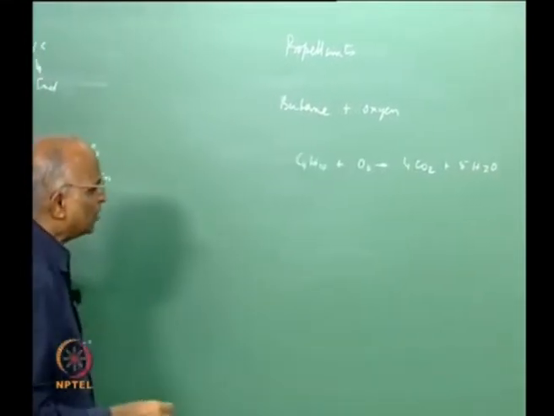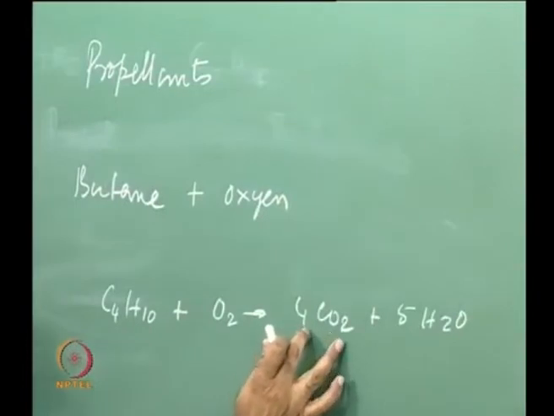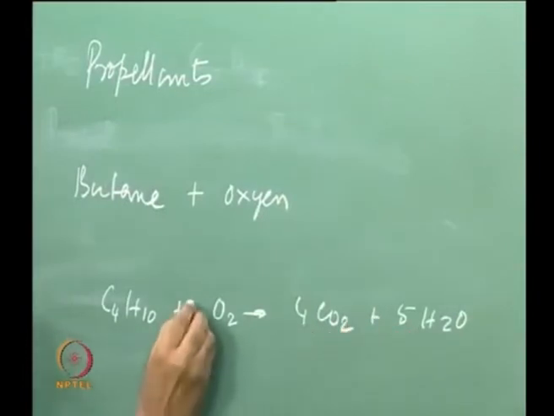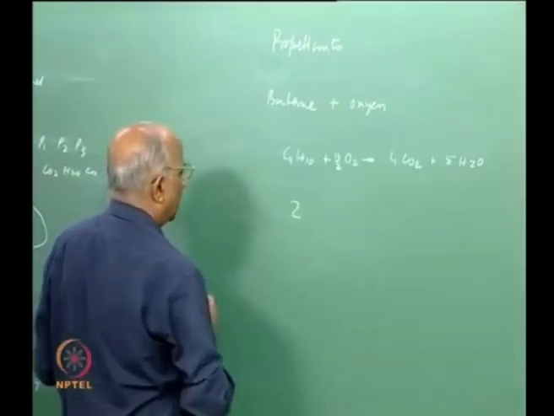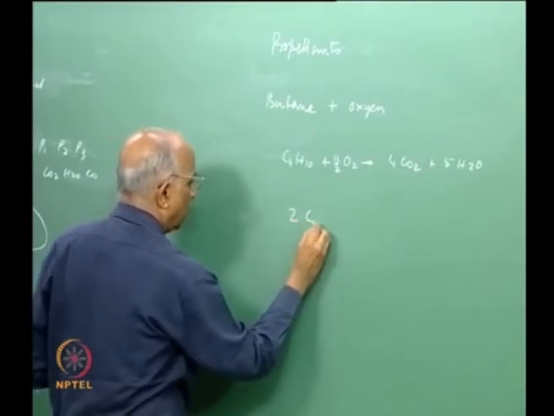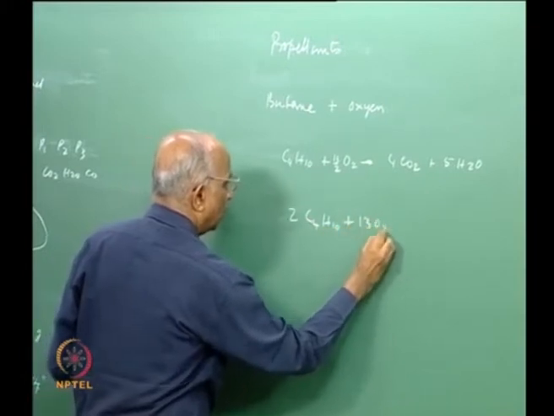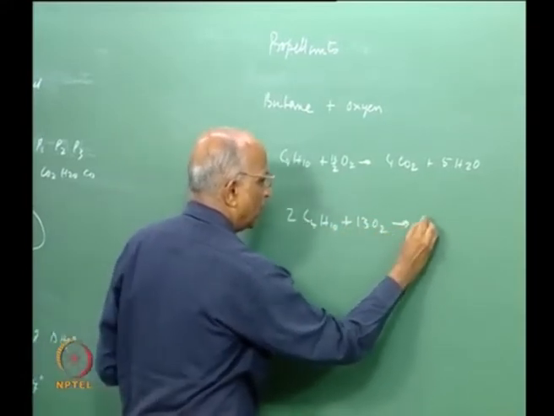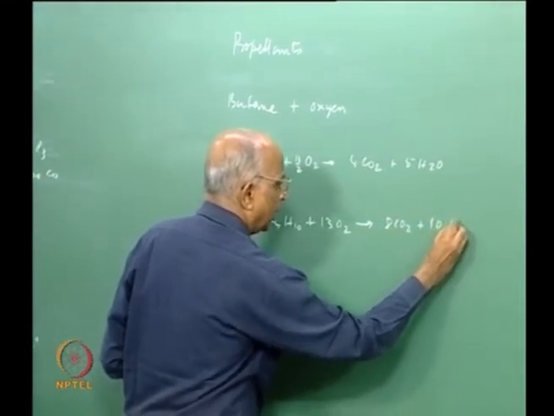Now I want to balance this reaction, therefore I find 4, 8, therefore I have 8 of oxygen plus 5, 13, therefore I get 13 by 2 of oxygen. Therefore, I can write this reaction, multiplied by 2, as 2 C4H10 plus 13 O2 gives me 8 CO2 plus 10 H2O.